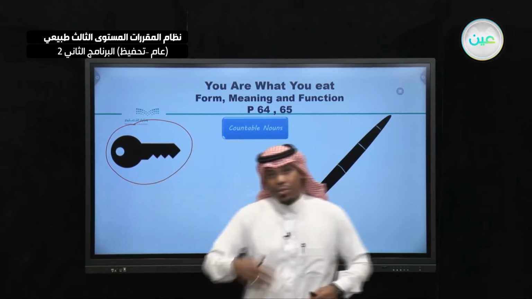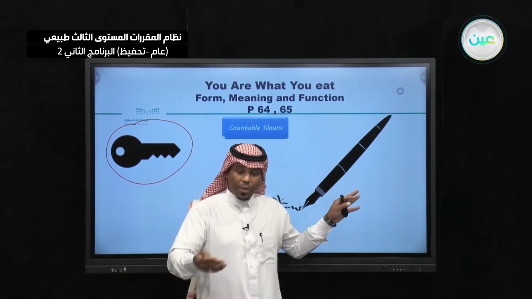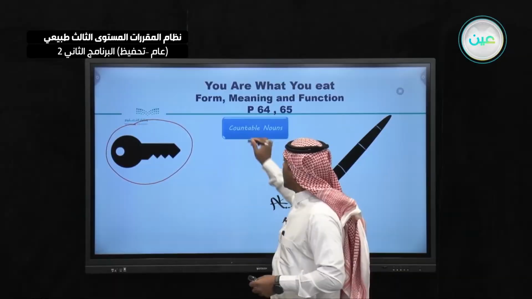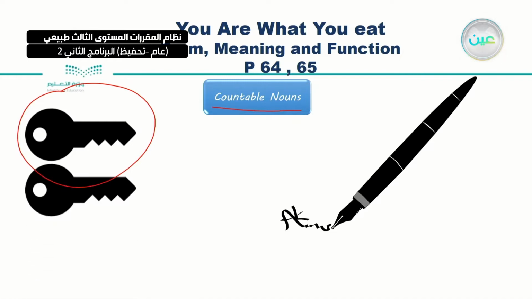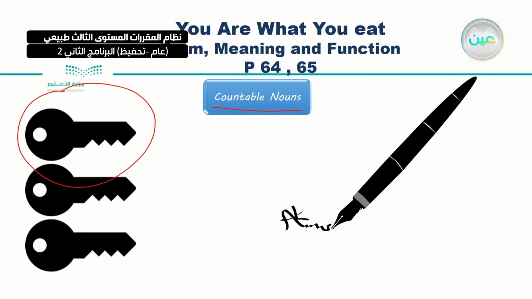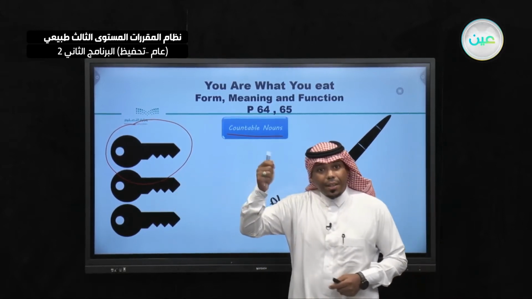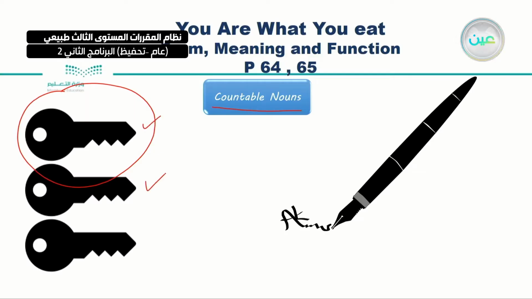Okay, now I'm saying that this is a key and this is a pen. As you can see here, I'm talking about singular. Why? Because today we are mainly talking about countable nouns. Countable nouns. Okay, now, what are those? Very good. Those are keys, okay? How many keys do we have here? How many? 1, 2, 3. So we have 3 keys.